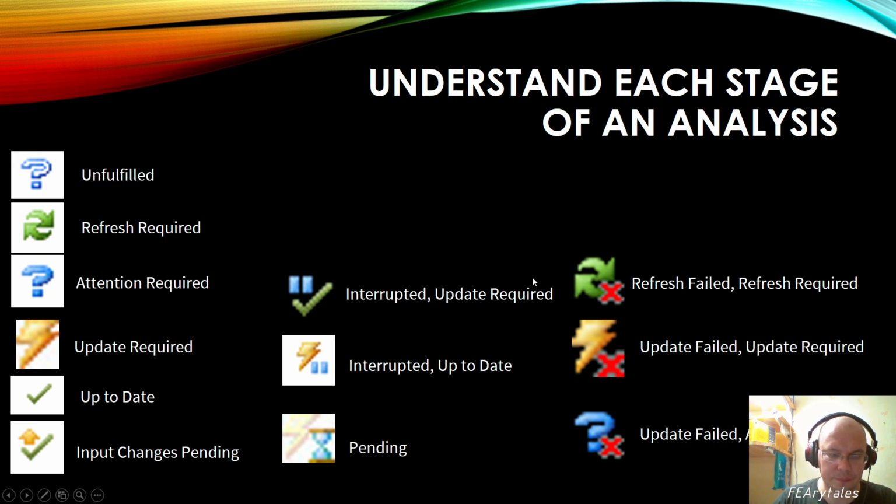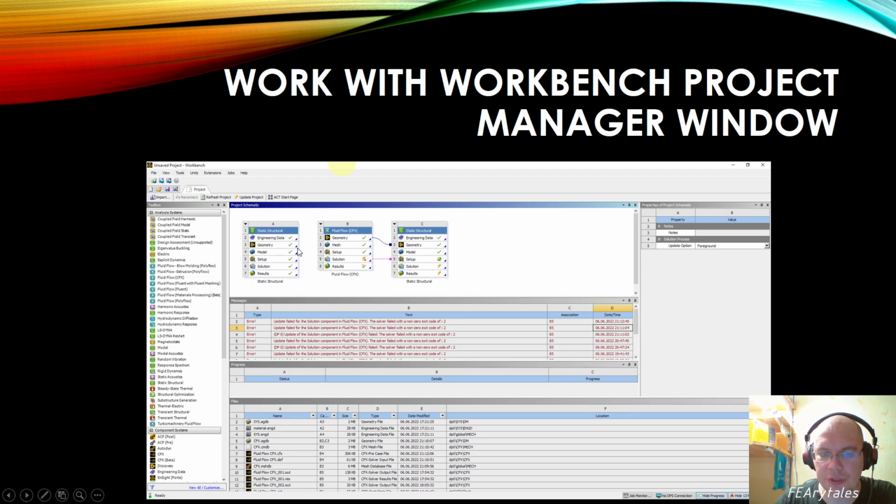So these are all the marks that you can see in Ansys Workbench. The best icon, the best stage, is up to date, all up to date. But even if some stage, some item, has an up to date mark, another stage can have other marks, because this is a different stage and a different item.